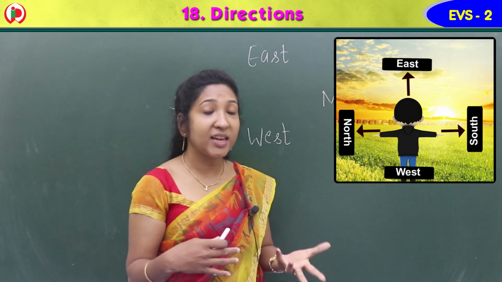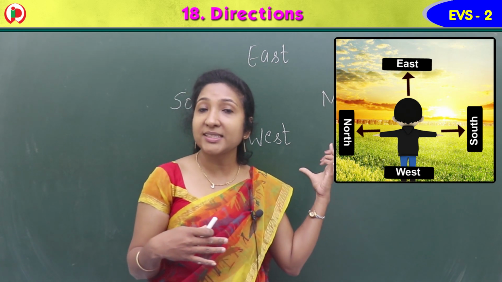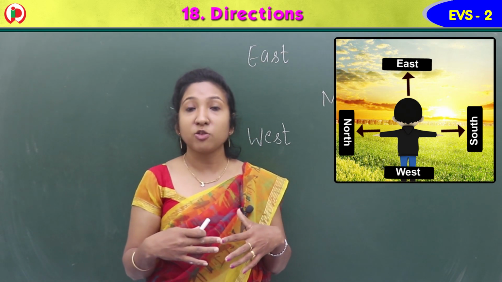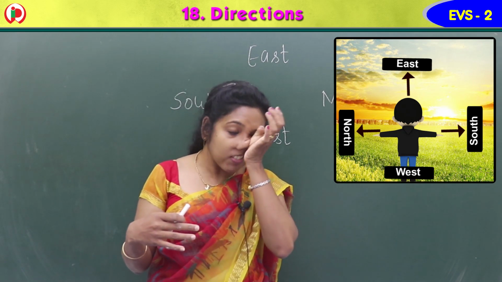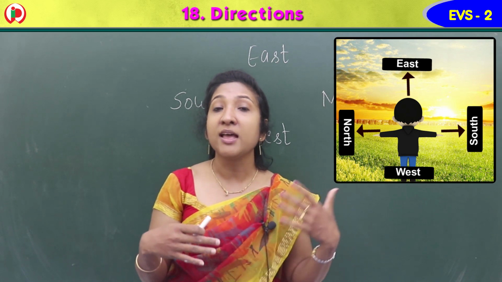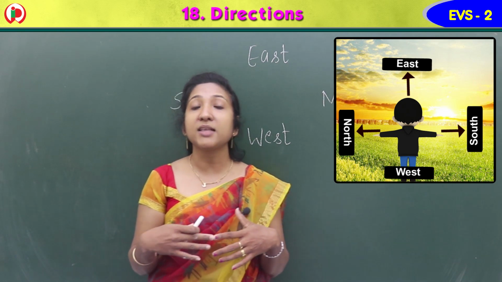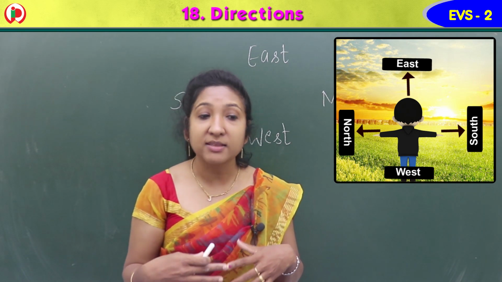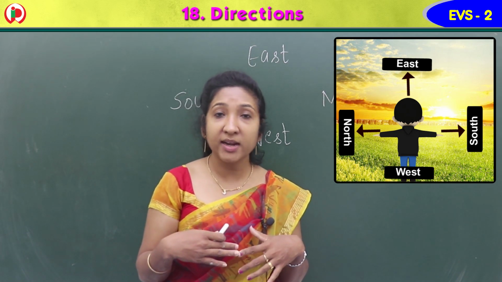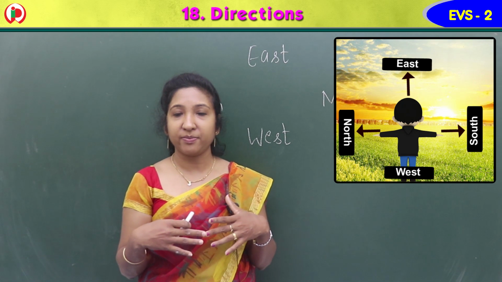So direction actually helps us in locating places. We use these directions to locate a place, to tell the address of a place, to find a place. You will use these directions, not only left, right and all. We use main directions like east, west, north, south. So these four are the main directions: east, west, north and south. Okay children? So directions help us in locating places.